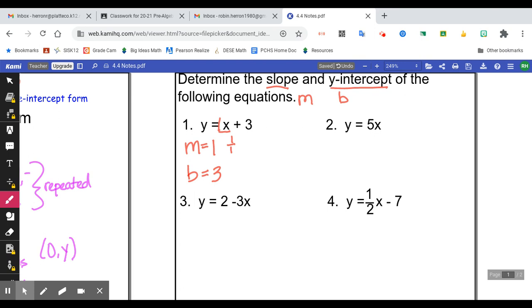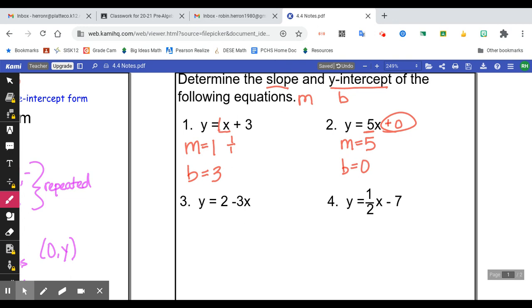Okay, another special case here. We have M, which is our 5 because it's next to X. Then when I go to look for B, there's nothing out here. So if there's nothing out there, that would be like saying +0, right? That's why they don't write it there, because it isn't anything. So our B would be 0 as well.